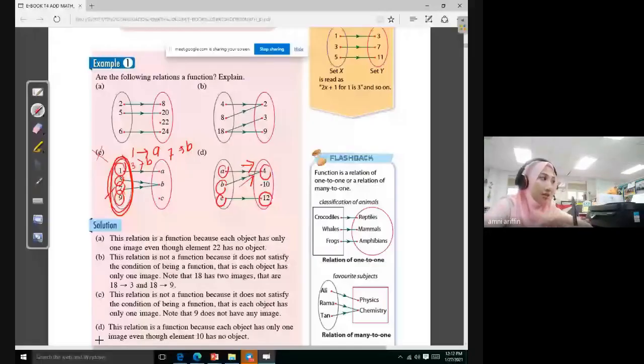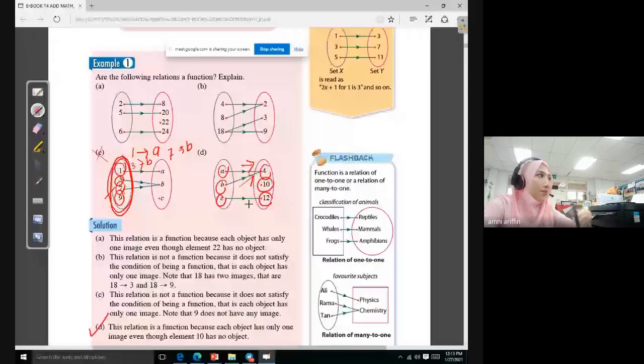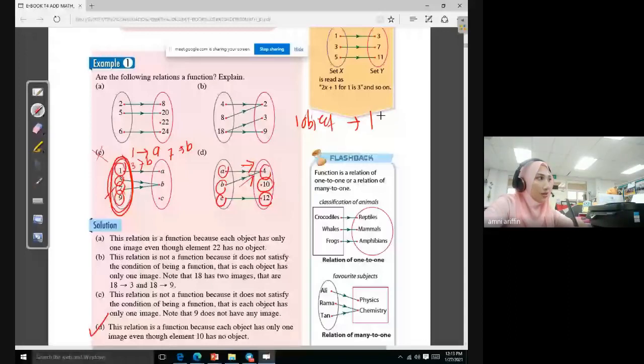Okay, ini adalah function. Even though nampak dekat sini dia kata this relation is a function because each object has only one image even though element 10 has no object. Walaupun number 10 ni tidak mempunyai sebarang objek, tapi ini kita panggil sebagai function. Sebab apa yang function adalah mesti one object must have one image. So kalau yang ini adalah image, image didn't have any object, so tak apa. Kita akan ignorekan because apa yang kita nak tahu adalah satu objek mesti mempunyai satu image. So this is a function.